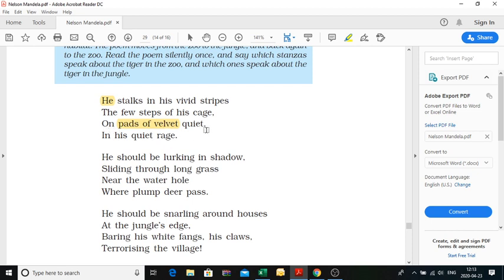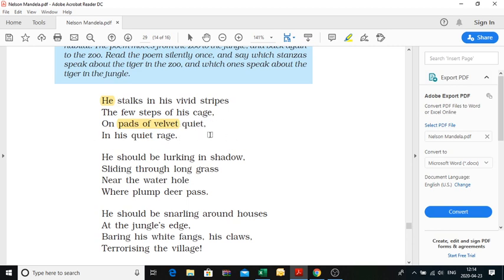I told you it's called a metaphor. So our poet has used a metaphor here. On his pads of velvet, he walks quietly within his cage. He doesn't seem to be happy in his quiet rage. Rage means anger. He is in rage, moving here and there in the cage, and he doesn't seem to be happy in his unnatural abode, right? He is not at all happy here. So without showing his anger, he walks around quietly in his cage.